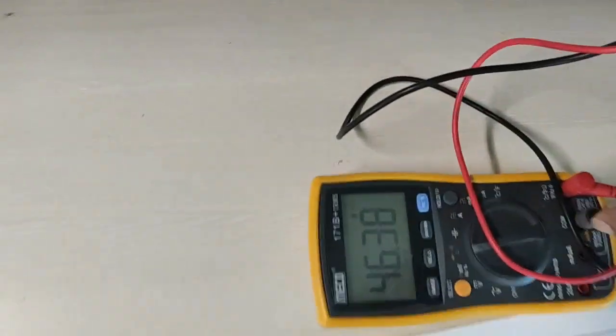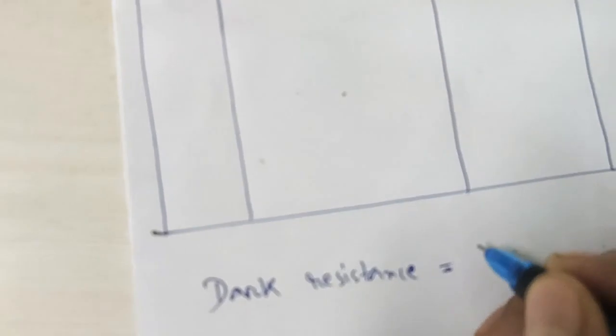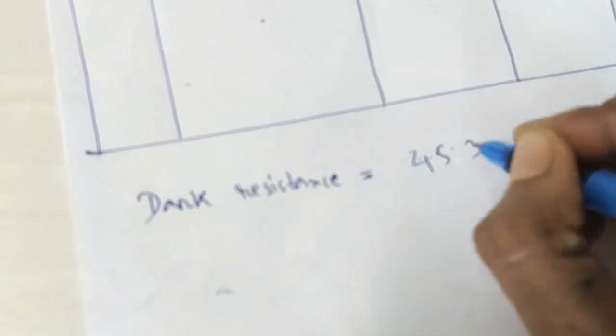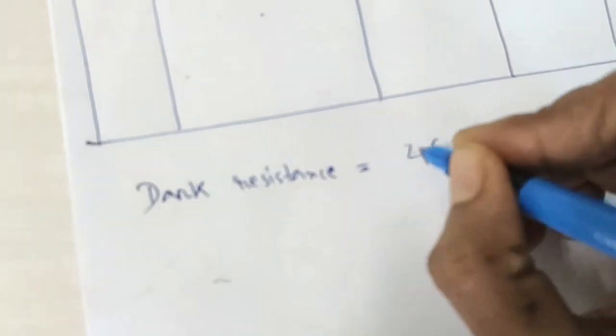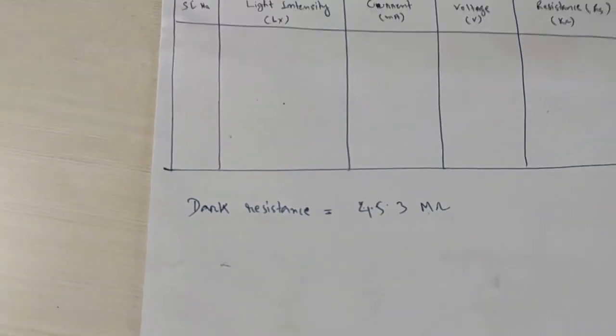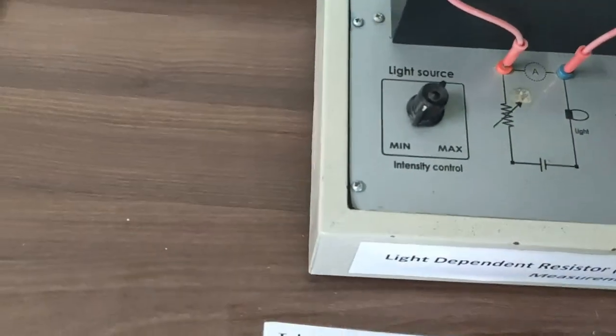It is showing 45.3. It is a little bit fluctuating, but you can take 45.3 mega ohms. Always the dark resistance will be very high, 45.3 mega ohms, right? So after that we will increase the intensity one by one and check.